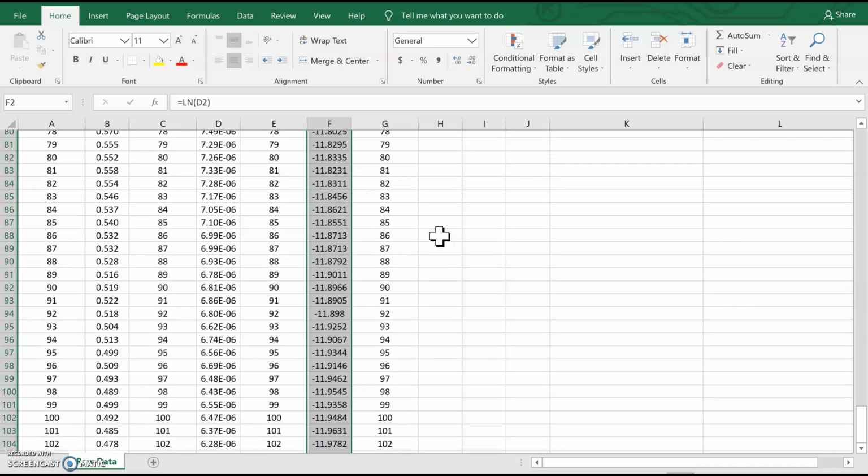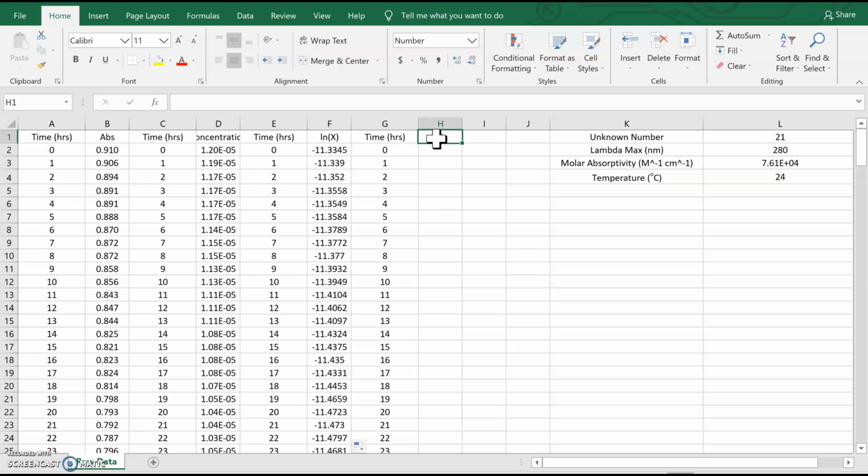Okay, and then the last column that I need is the inverse of the concentration, which is going to be 1 divided by the concentration number. And then copy that down.